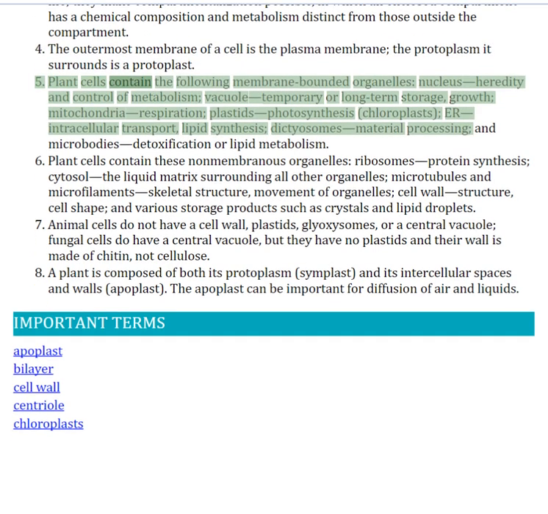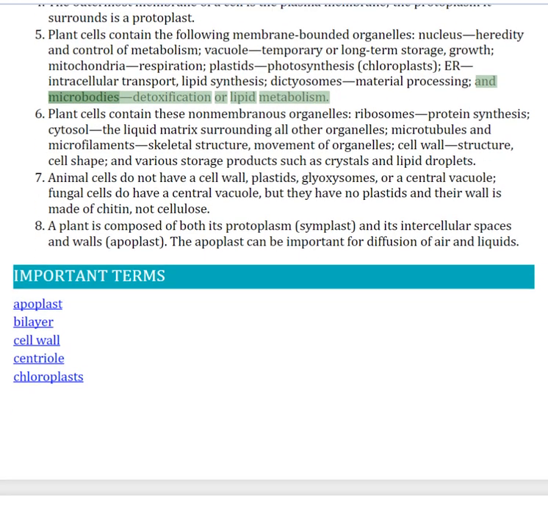5. Plant cells contain the following membrane-bounded organelles: nucleus, heredity and control of metabolism; vacuole, temporary or long-term storage, growth; mitochondria, respiration; plastids, photosynthesis, intracellular transport, lipid synthesis; dictyosomes, material processing; and microbodies, detoxification or lipid metabolism.